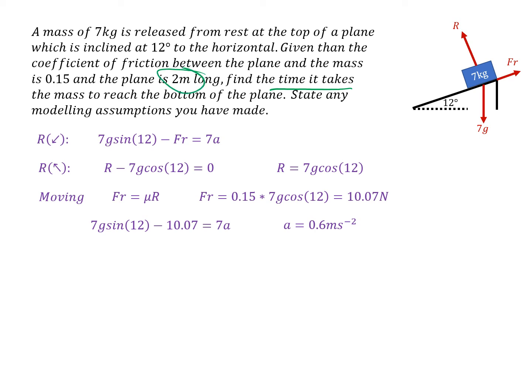The acceleration that we've calculated is a constant acceleration, and so I can use suvat. So displacement is 2, the initial velocity is 0. I'm not interested in the final velocity. The acceleration we've just calculated is 0.6, and I'm calling the time that we're interested in capital T. So I want the suvat equation that doesn't have v in it, and that's s equals ut plus half at squared.